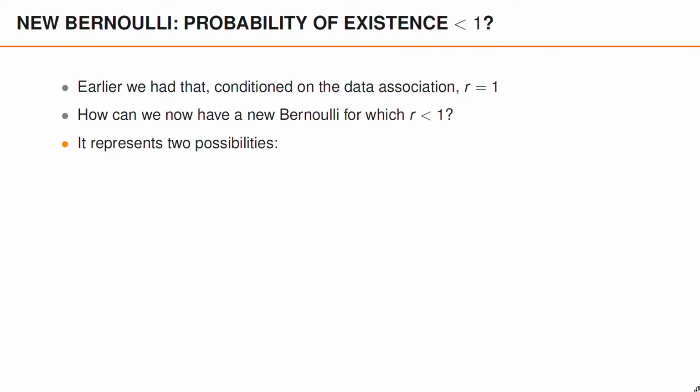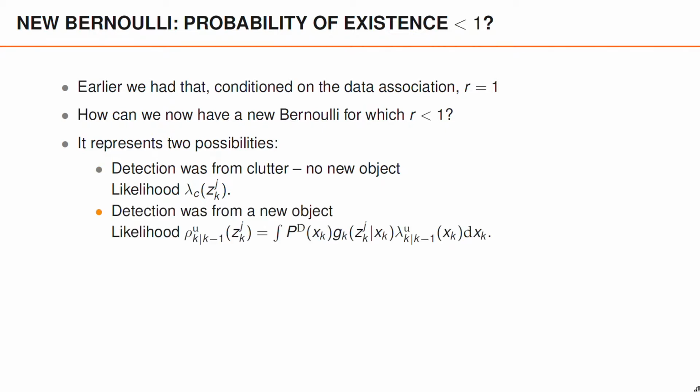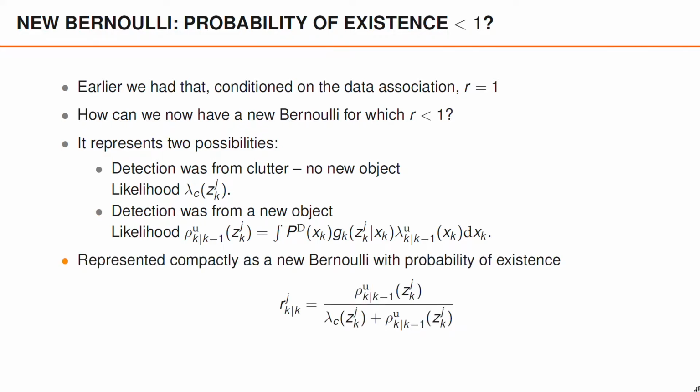And the answer to this is that the new Bernoulli represents two possibilities. First, we have that the detection was from clutter, in which case we do not have a new object, and the likelihood of this is equal to the clutter intensity lambda c. Second, we have that the detection was from a new object, and the likelihood of this is equal to the intensity rho. And these two possibilities are represented compactly by a single new Bernoulli, whose probability of existence is equal to the relative likelihood, the relative intensity of rho and lambda c.